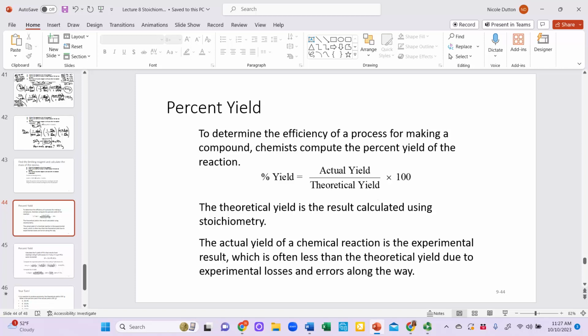To determine the efficiency of a process for making a compound, chemists compute the percent yield of the reaction. So the percent yield is the actual yield divided by the theoretical yield times 100%. The theoretical yield is what we've been calculating with the limiting reactant so far. So that's resulted using stoichiometry. That's the maximum possible amount that we could produce given those reactions in perfect conditions. The actual yield is what you actually end up with.